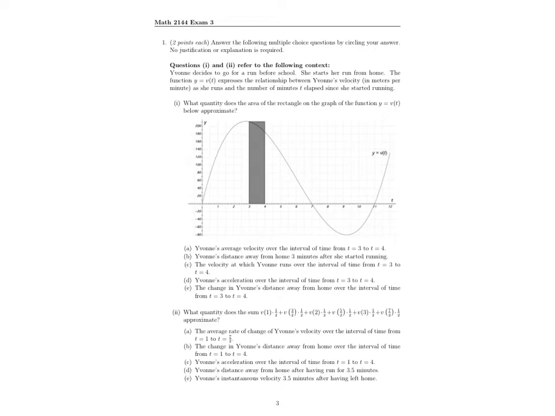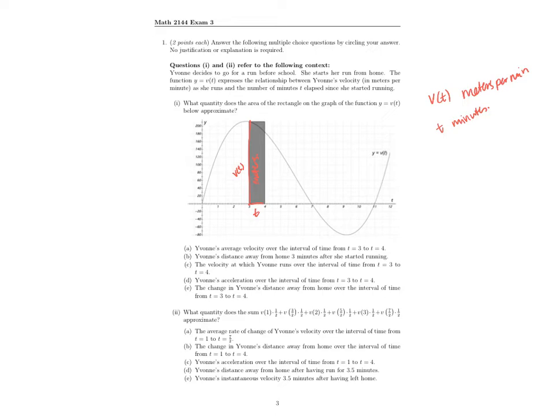And so one thing you can think about is, the velocity v of t is measured in meters per minute. And t is measured in minutes. And when you think about this rectangle, the area of this rectangle is a t times a v of t. So when you multiply v of t times t, if you think about the units, it's going to be meters per minute times minutes. And that will give you an answer that's in meters. So that rectangle represents some amount of meters.